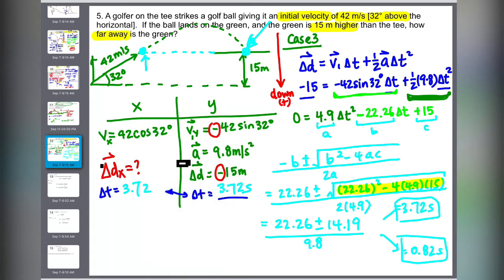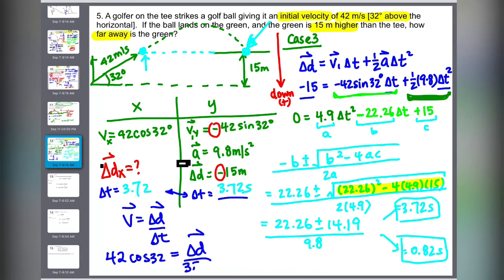Okay, so finishing this off, along x, the equation I'm using is displacement over time. That's what constant velocity is. There's no acceleration along here. So the x is 42 cosine of 32. It equals delta d divided by 3.72. Rearrange the equation. Delta d would be 42 cos of 32 times 3.72. So the answer, it's 132.5 meters looking at sig digs.